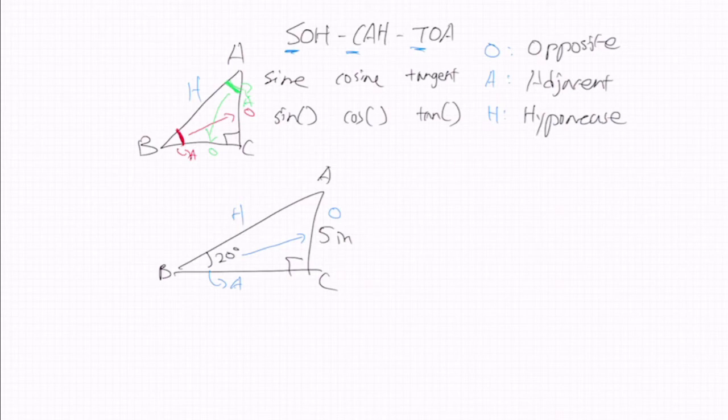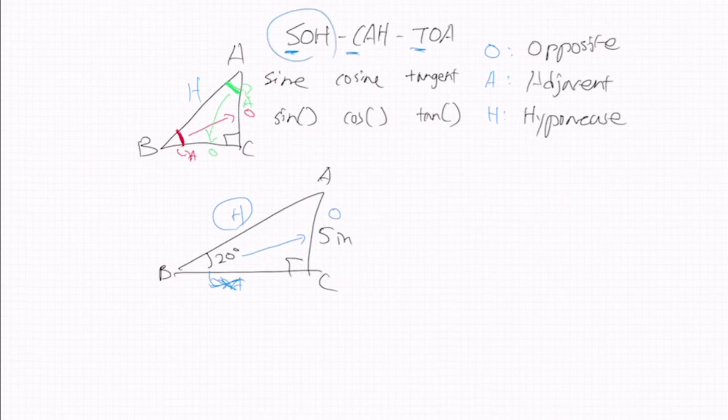But let's say we want to find H. We want to find out H. Well, we know what opposite is, and we want to know what H is. So A does not have anything to do with our question here. So in this case, look at the SOH-CAH-TOA. Which function, sine, cosine, or tangent, deals with O and H? There's only one, that's SOH, right? So we have to use sine in this case.